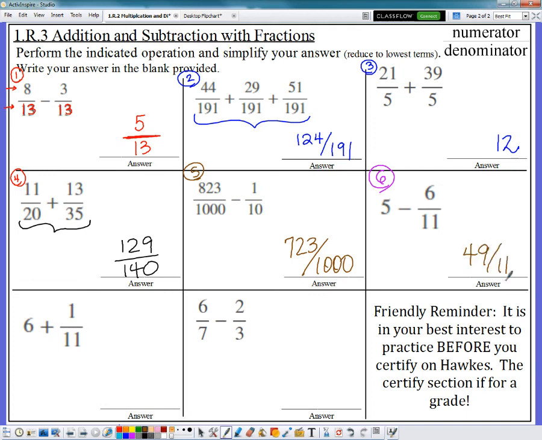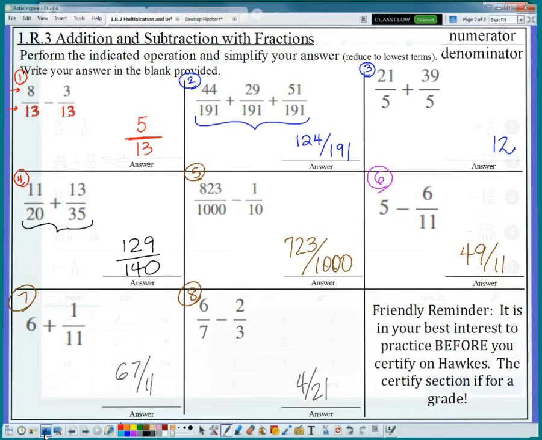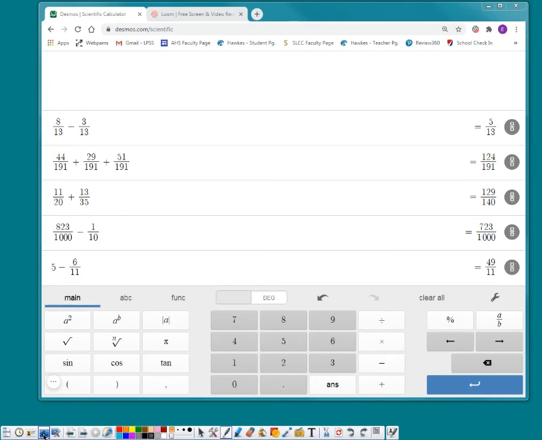And once again, if I'm going too fast, pause the video, and I want y'all to go ahead and type in numbers 7 and 8 in your Desmos calculator. Type them in just like you see them. For number 7, you should have gotten 67 over 11. And for number 8, you should have gotten 4 over 21. And once again, just use your calculator every single time.